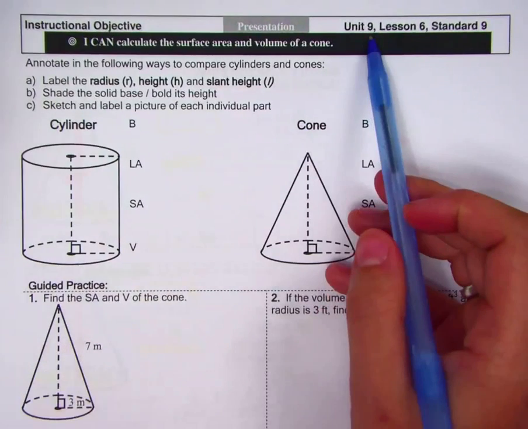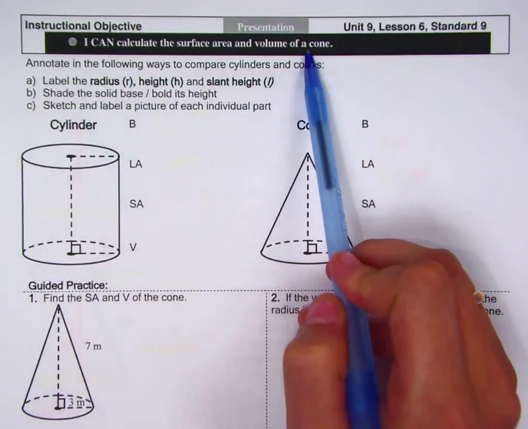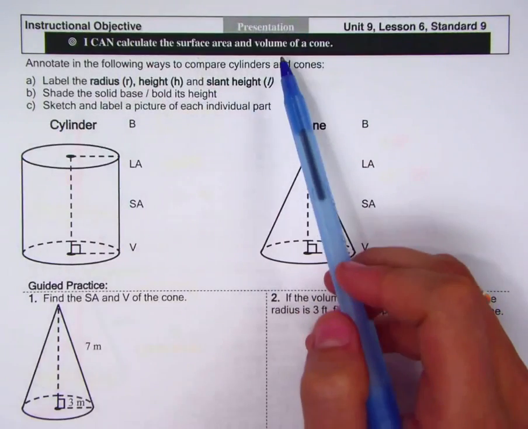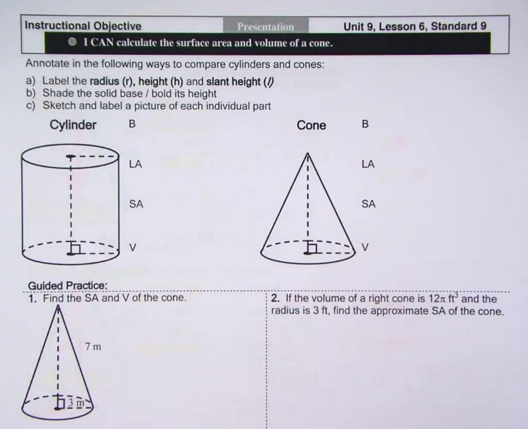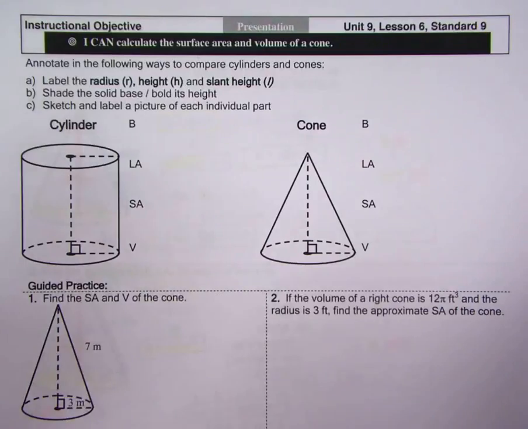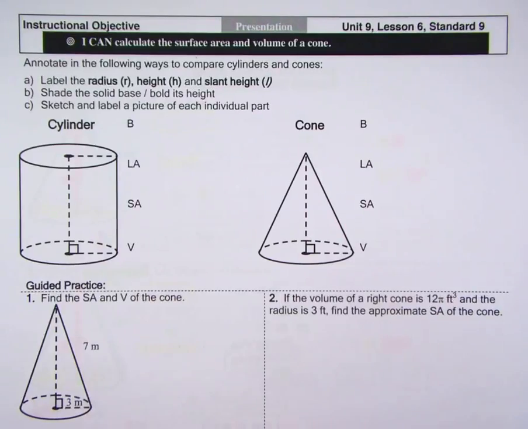Okay, so this is lesson 9.6, which is calculating the surface area and volume of a cone. First, let's annotate the following things on our diagrams. Let's start by highlighting the radius. What color? Let's go with orange.